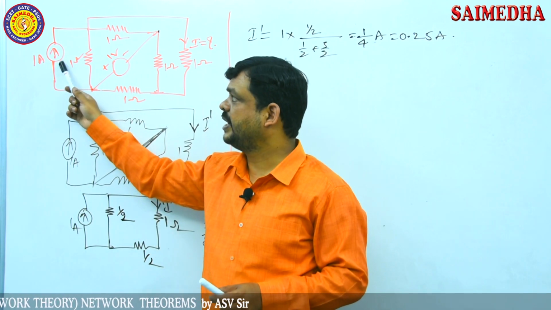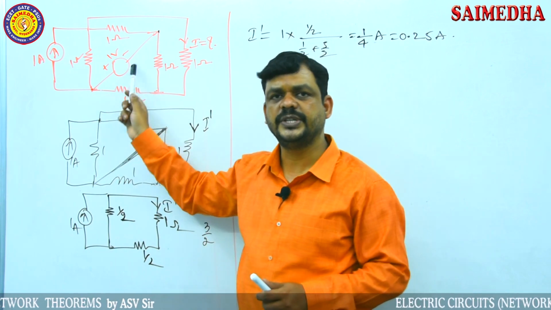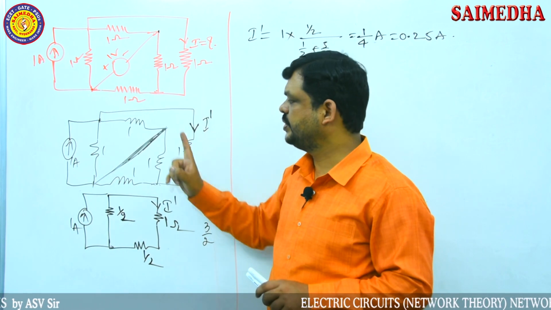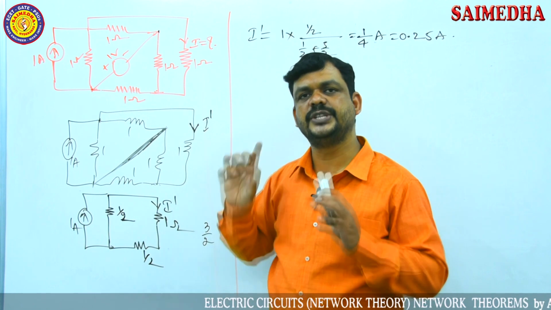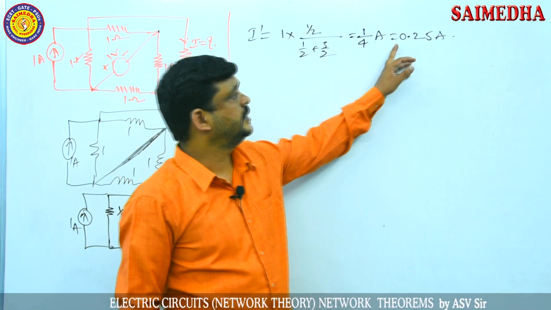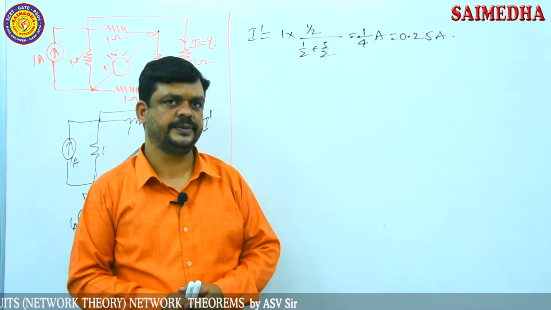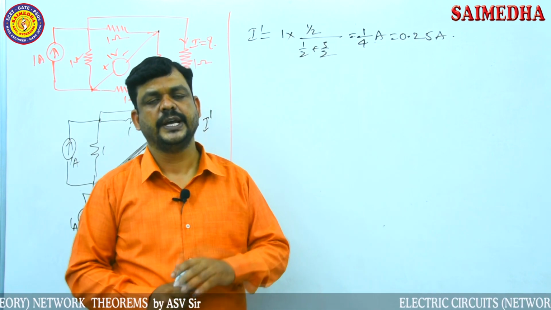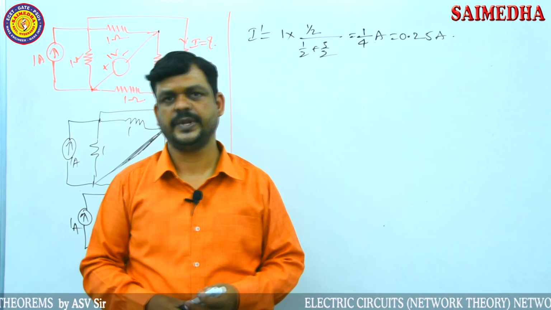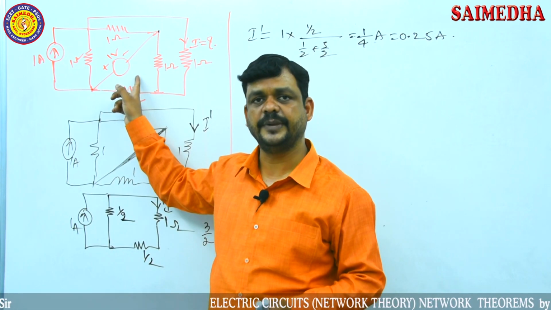So if only one current source is connected and the voltage source is eliminated, then due to this one source the response of the circuit is 0.25 amperes. Similarly, we have to apply another source here. Another source is the voltage source.